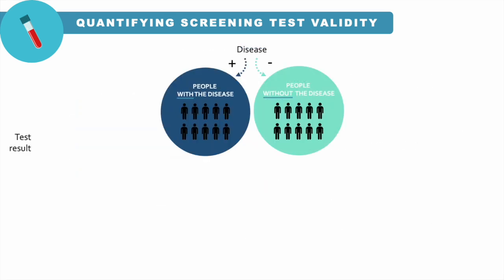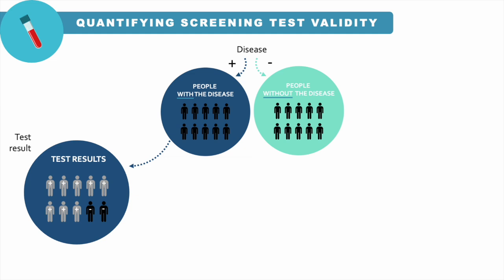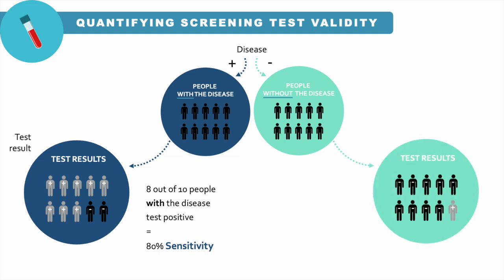A test that is positive in 8 out of 10 patients with a disease has a sensitivity of 0.8 or 80%. A test that is negative in 9 out of 10 patients without a disease has a specificity of 0.9 or 90%.